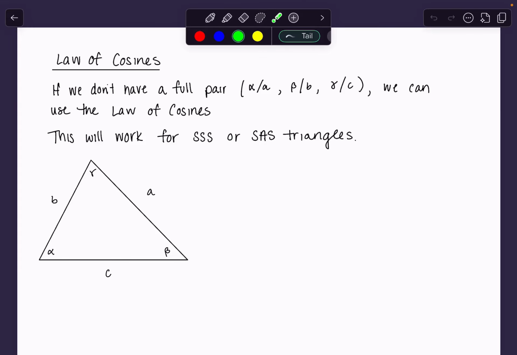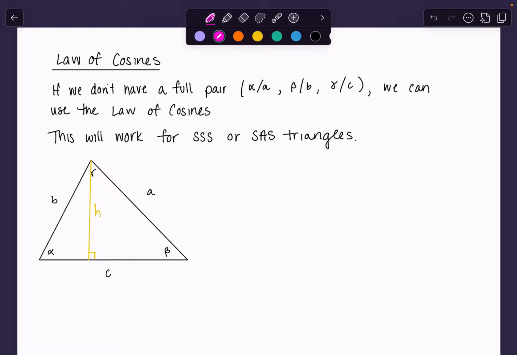So the same idea is going to hold that we've done before to prove most of these things. We don't know about just any triangle, but we do know about right triangles. So I'm going to go ahead and drop a perpendicular line down to side C, and I'm going to call this side H.